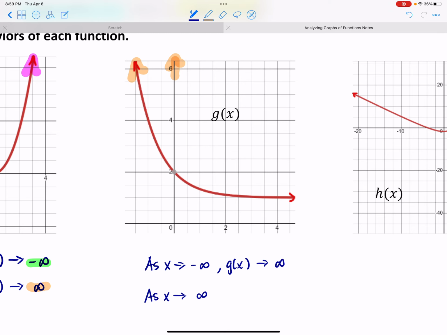Now if we look at the other end, this one is a little tricky. So this one, as x goes to infinity, says go to the right end of the graph. Now when I go to the right end of the graph, this graph appears to be flattening out. And that is actually what is happening. So again, this is an exponential function.